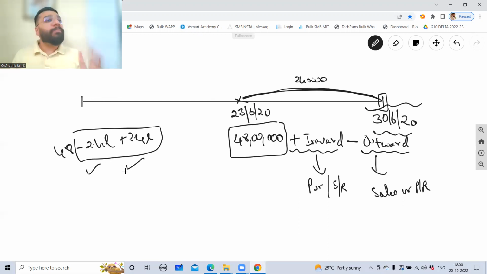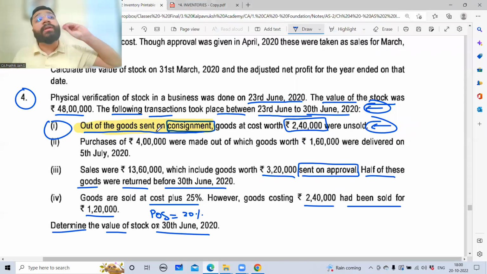In that case, there is no impact. But this assumption ICAI has not taken. The assumption that the ICAI has taken is that out of the goods sent on consignment earlier. Now, had they used the word earlier, the confusion would not have been there. Had they mentioned it, out of the goods sent on consignment earlier, goods at cost 240 were unsold, then there wouldn't have been any confusion for the people.